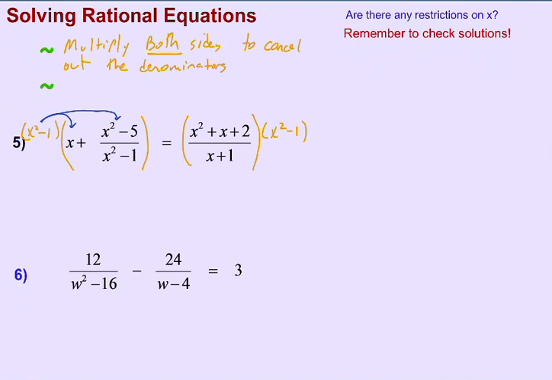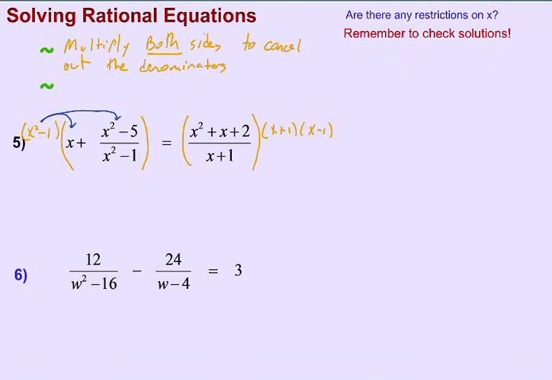On the right-hand side, when I multiply that fraction by x squared minus 1, it's worth remembering that x squared minus 1 is actually also, because we can factor it, x plus 1 times x minus 1. So I'm still multiplying both sides by the same thing. And now when I write it this way, I can see that the x plus 1s will cancel.